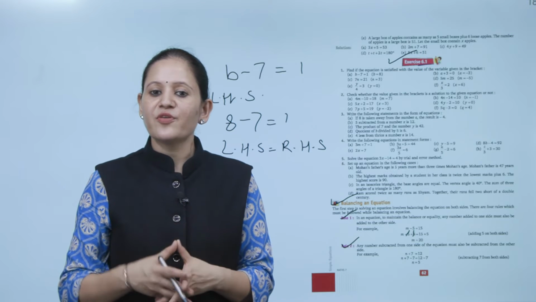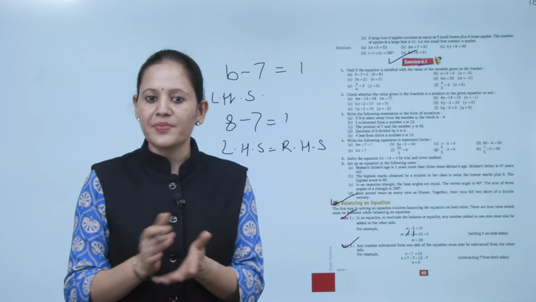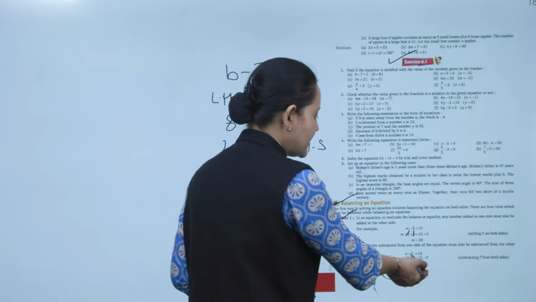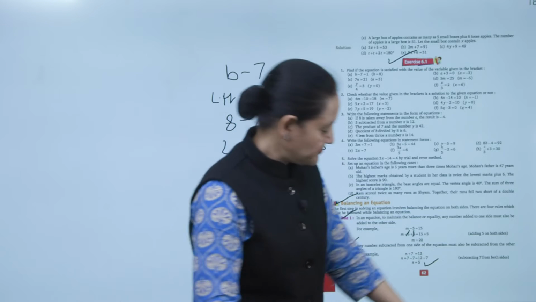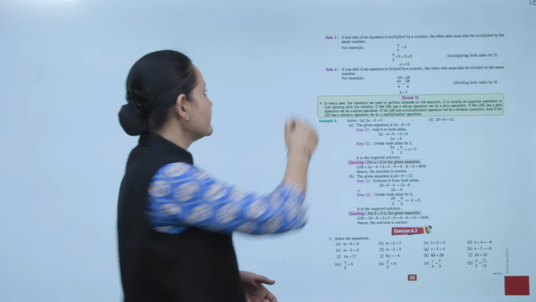Rule number 2. Any number subtracted from one side of an equation must also be subtracted from the other side. For example, n plus 7 equals 12. So, here we will subtract 7 on both sides. So, n equals 5. Clear?